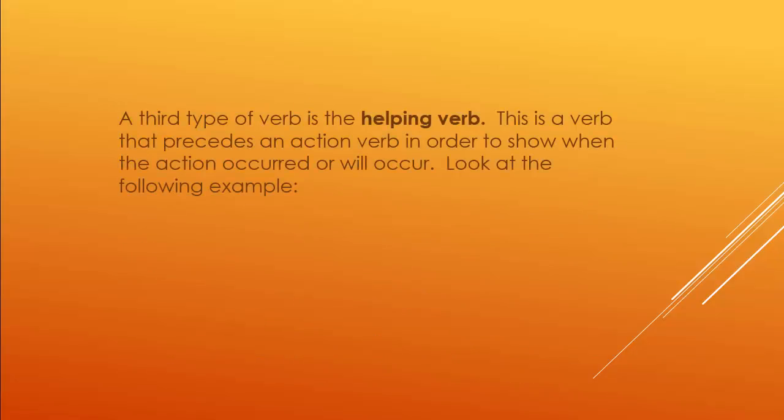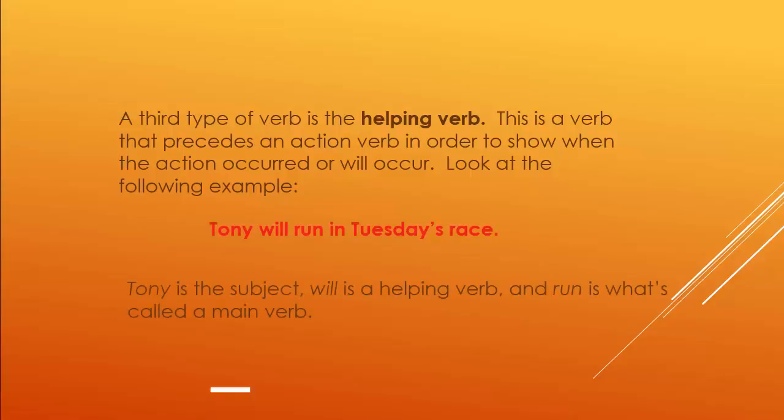The third type of verb is the helping verb. This is a verb that precedes an action verb in order to show when the action occurred or will occur. Look at the following example. Tony will run in Tuesday's race. Tony is the subject, and will is a helping verb, and run is what's called a main verb.